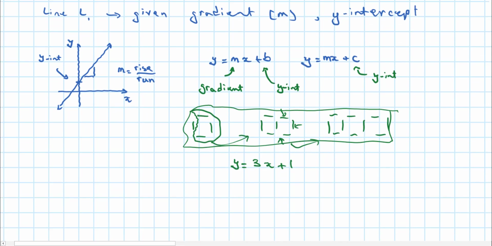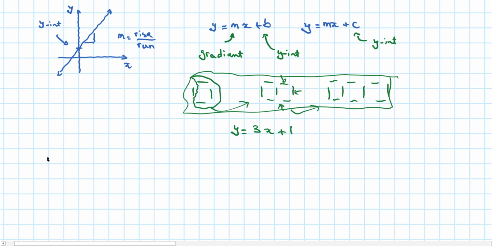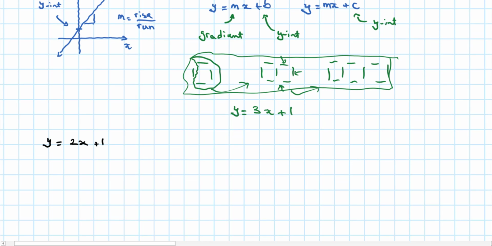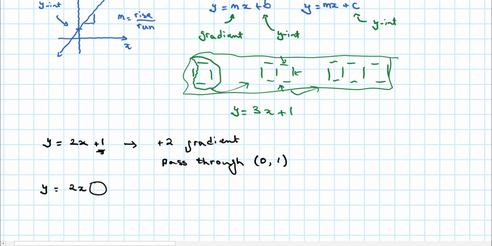So if you are given an equation of a line, say y equals 2x plus 1, I know that this line has a positive 2 gradient and it must pass through y-intercept 1, so the x value is 0, y value is 1. If I have a line that just has an equation y equals 2x with nothing here, then I know that it has no y-intercept. Well, it does actually have a y-intercept.